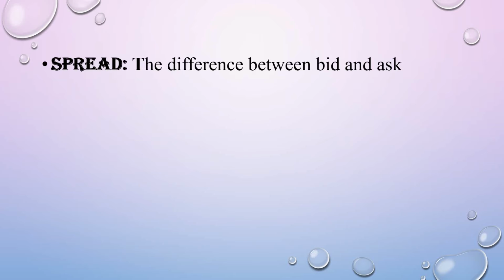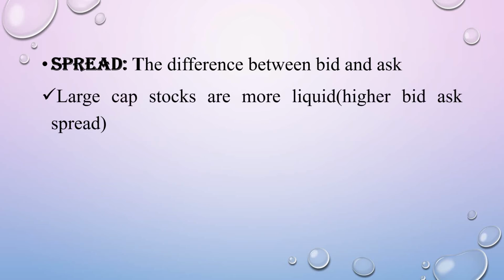Next one is spread. What is spread? It is the difference between bid and ask. For example, the share value is 100 in case of bid and 110 in case of ask. The difference, 10, is treated as the spread.